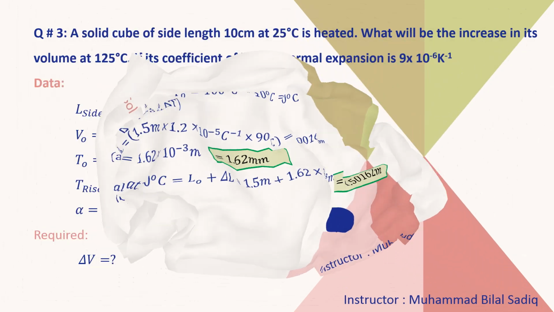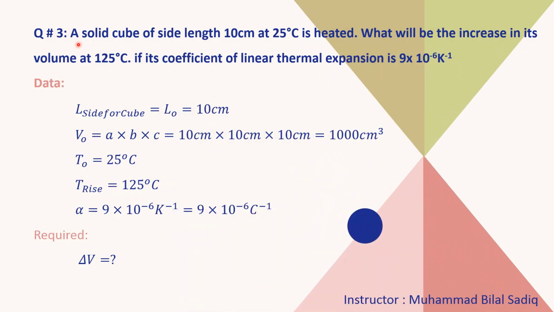Moving towards question number 3, a solid cube of side length 10 centimeter. So you have a cube whose all sides are equal, at 25 degree Celsius. So the length of the cube is L naught, that is 10 centimeter. Its initial temperature T naught is 25 degree Celsius. What will be the increase in its volume? So you need to calculate delta V at 125 degree Celsius. So T rise is 125 degree Celsius, if its coefficient of linear thermal expansion.